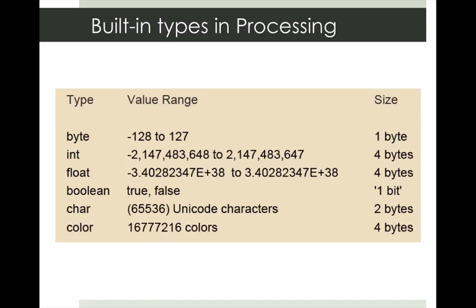So before we go into the actual syntax of the language, we will need to understand what the different data types are which are supported by processing. So we have byte, integers, floats, boolean, characters or char, and colors that are supported by processing. As you can see, these are the value ranges of the respective data types, and the memory requirements of each data type.